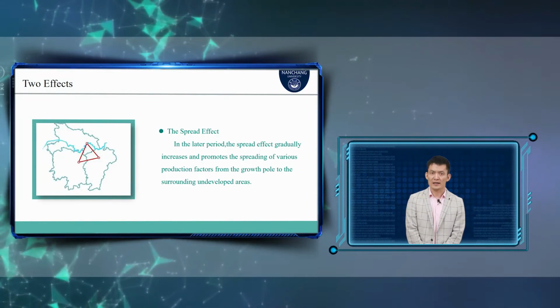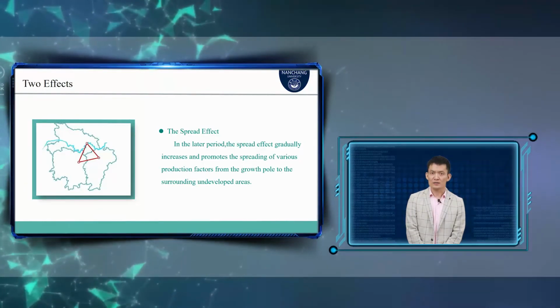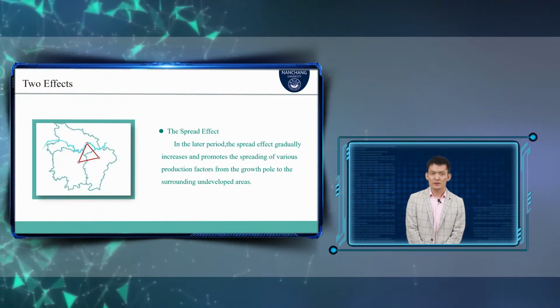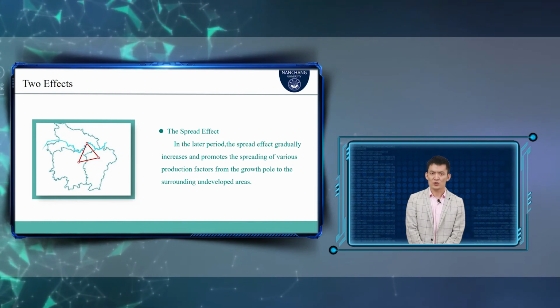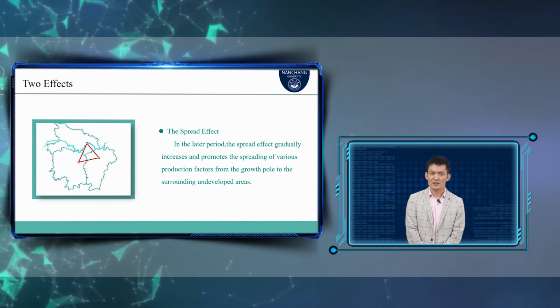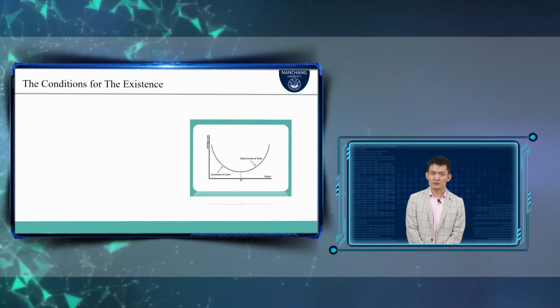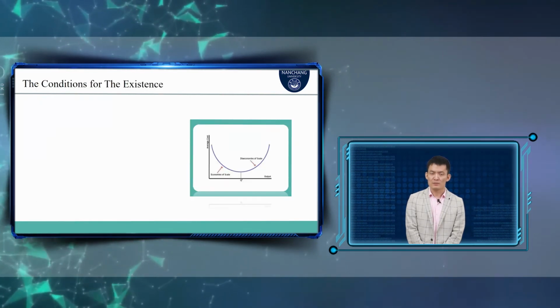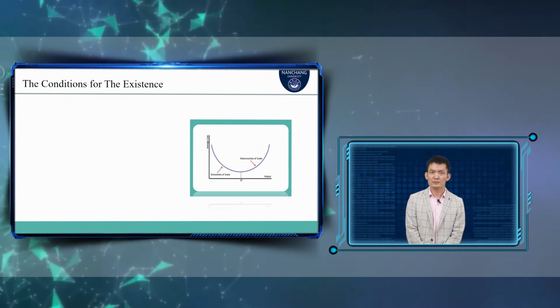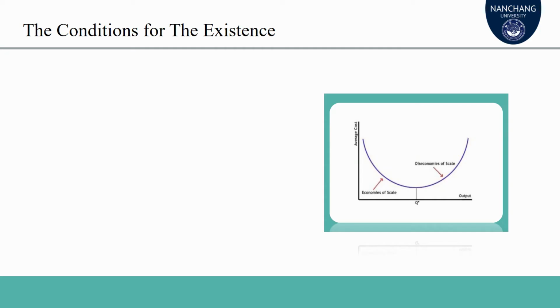The growth pole effect is a complex of multiple effects, such as upstream and downstream effects, agglomeration effects, and mutually beneficial effects. Next, allow me to introduce the conditions for the existence of the growth pole. 1. There are business groups and entrepreneur groups with the innovation capability in an area.